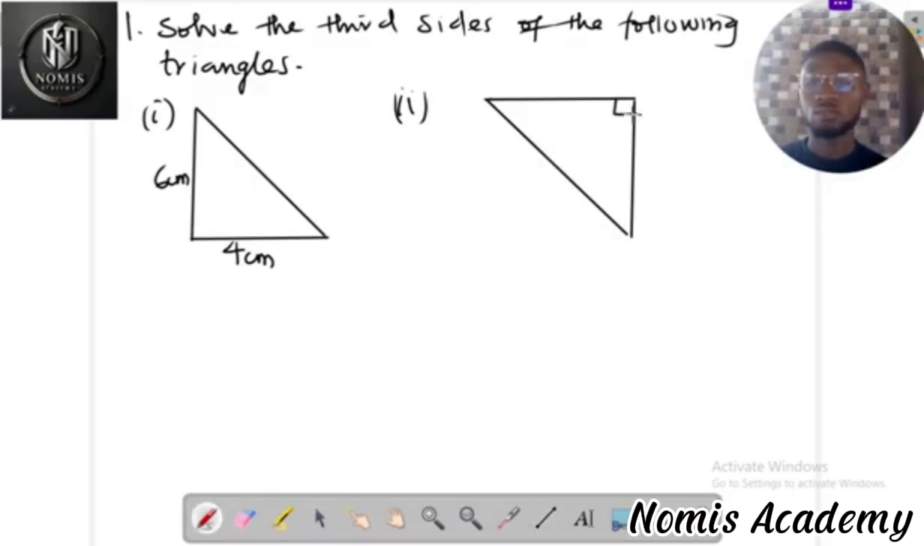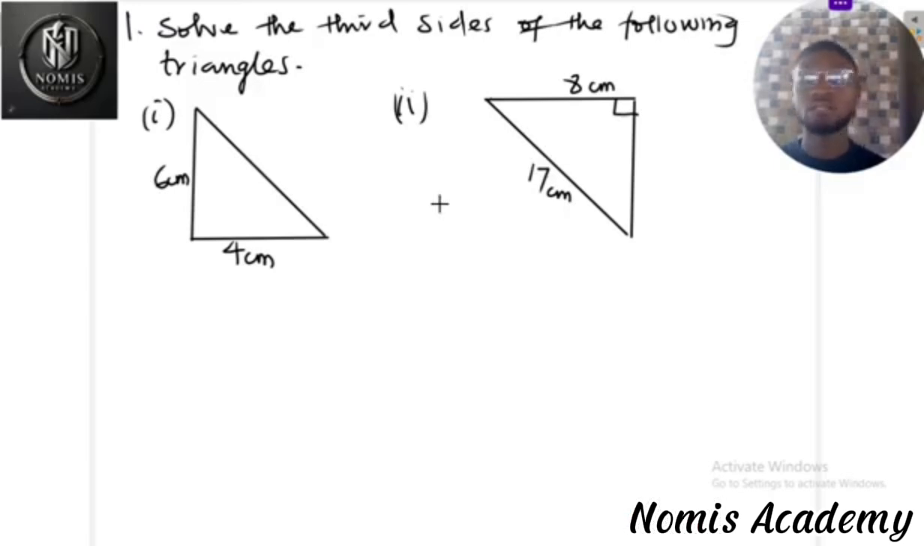So Roman figure 2, we have this side to be 17 centimeter and this side to be 8 centimeter. So let's take them one after the other. For the first one, we're going to solve it down here, and the second one, we're going to solve it down here. Since we can see that they are right angle triangles, we can take Pythagoras.